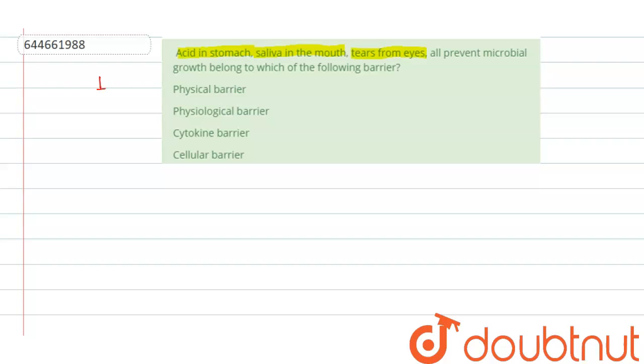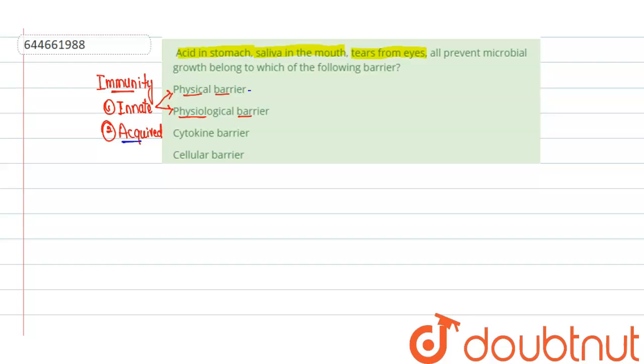Let us learn that immunity is divided into two types. So the first one is innate immunity and the second one is the adaptive or acquired immunity. So innate immunity has different types of barriers like the physical barrier and the physiological barrier. Innate immunity is that kind of immunity which is present at the time of birth itself, whereas acquired immunity is obtained or gained or acquired during one's lifetime.